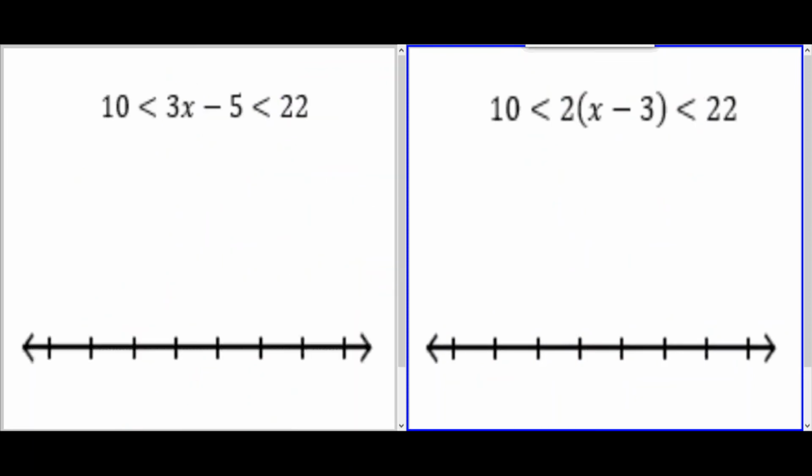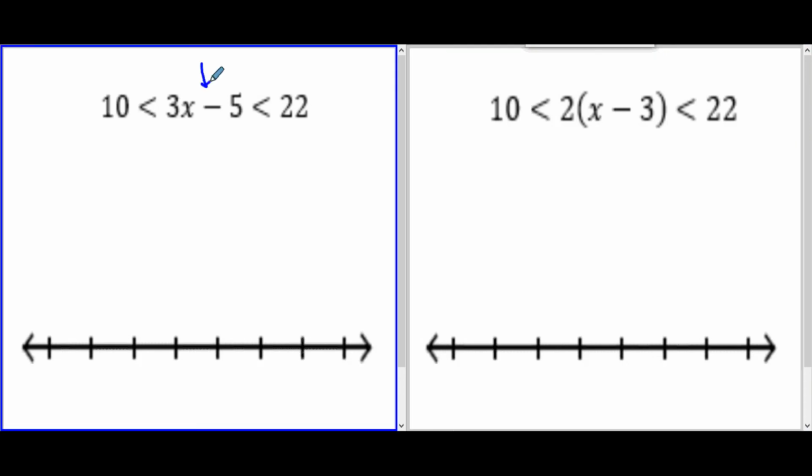And one last example. So this one is also a compound inequality, but it's written as one inequality. So to solve this, we want to get what's in the middle. We want to get it to just say x in the middle. So it says 10 is less than 3x minus 5, which is less than 22. Or you could say 3x minus 5 is bigger than 10, and 3x minus 5 is less than 22. So you would have two separate inequalities to solve for this one.